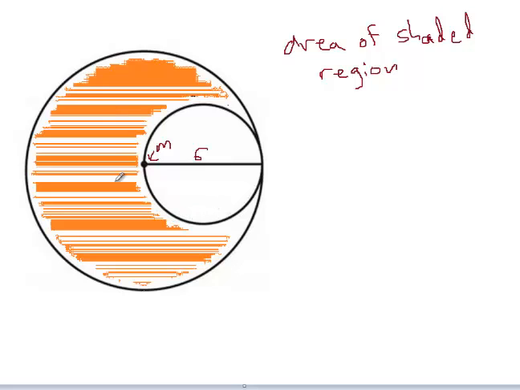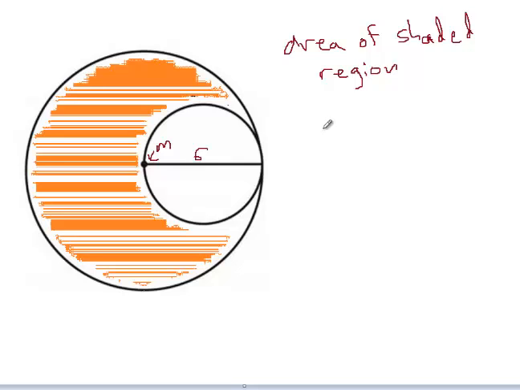So here we've got two circles, one in the other. This, M, is the midpoint of the big circle. That's why it says M over here. You're given that, and you're given this is 6. So the only way to do this is to find the area of the big circle, and then find the area of the little circle, and subtract one from the other. Subtract the little circle from the big circle, and you have what's left to be shaded in orange.